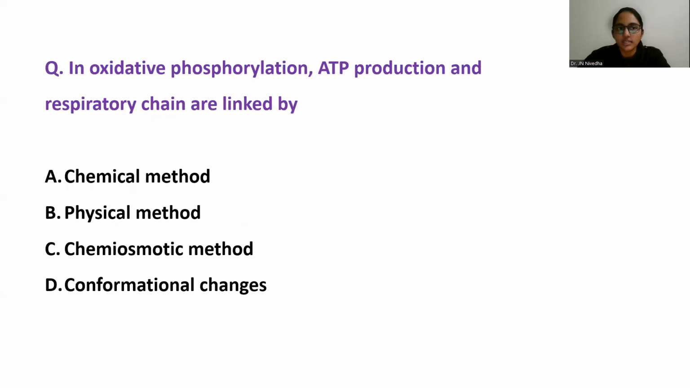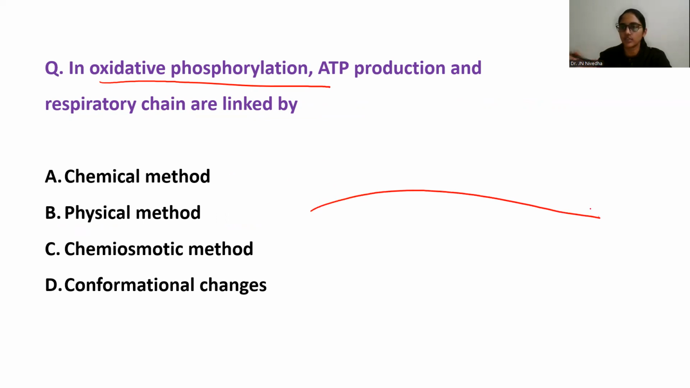And the next question is, in oxidative phosphorylation, ATP production and respiratory chain are linked by. So in oxidative phosphorylation, oxidation plus phosphorylation is oxidative phosphorylation. So where is the electron transport chain located? It is on the inner side of the inner mitochondrial membrane. So we have four complexes. Yes, complex 1, 2, 3, and 4.